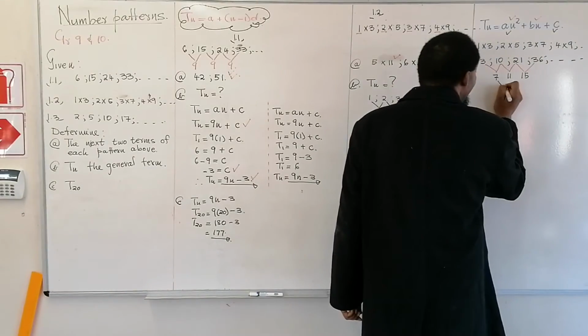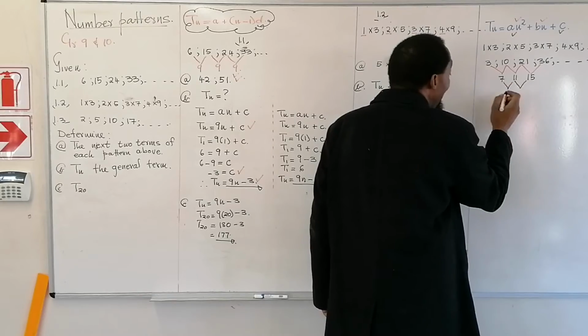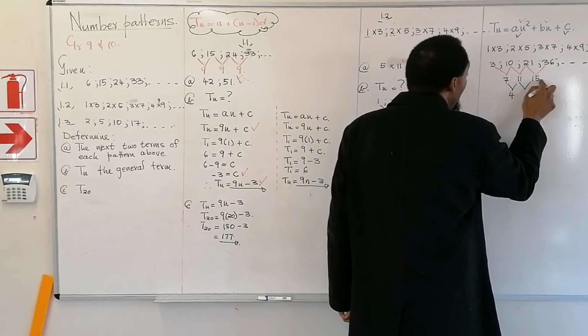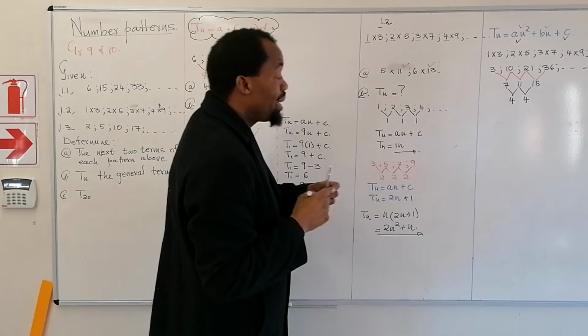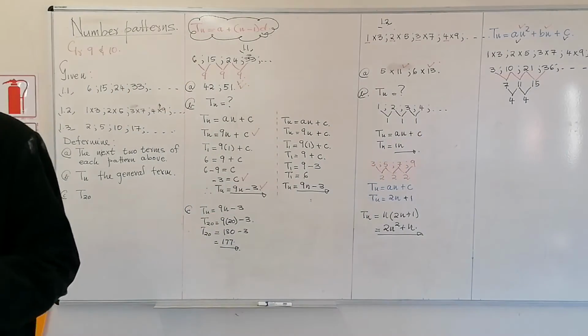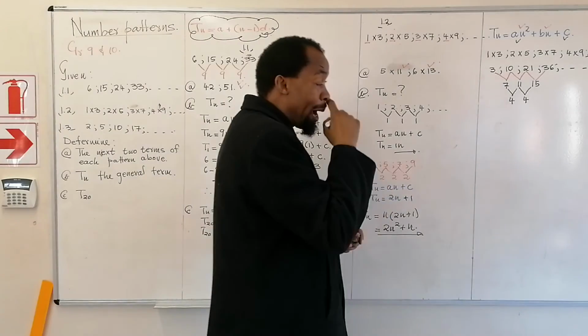Your second difference would be 11 minus 7, which is a 4, 15 minus 11, which is a 4. Now I can see that my second difference is a constant 4. What do I do now?